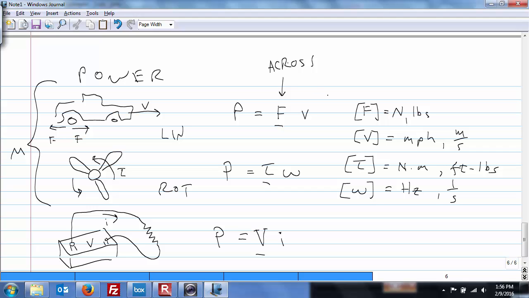You can think of it as a potential variable, but the formal word is across. Not a very fancy one. Let's see, two syllables. Yes, I believe that is a two-syllable word. Okay. So velocity, angular velocity, and current are all through variables.